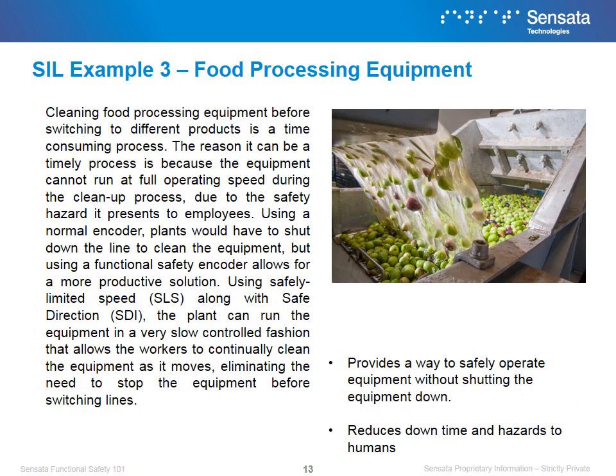Cleaning food processing equipment before switching to different products is a time-consuming process. The reason it can be a timely process is because the equipment cannot be ran at full operating speed during the cleanup process due to the safety hazard it presents to employees. Using a normal encoder, plants would have to shut down the line to clean the equipment, but using a functional safety encoder allows for a more productive solution.